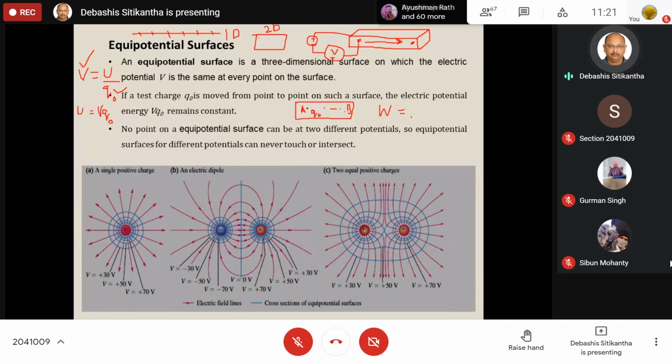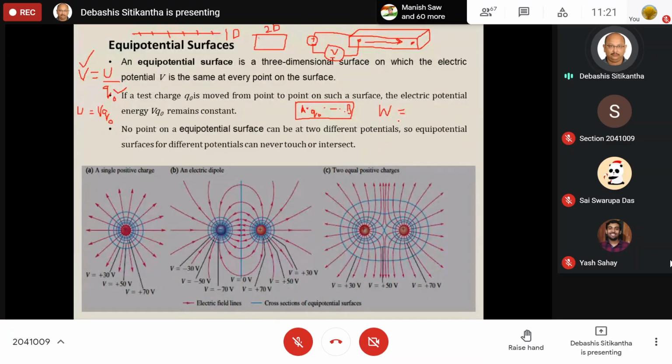A simple intelligent question. Let me see who are the bright ones. No, just tell me what will be the value of this W. What will be the work done in transporting a charge from the point A to the point B on an equipotential surface? 0. Yes, of course it is going to be 0. Yes, very good. So it is definitely going to be 0.